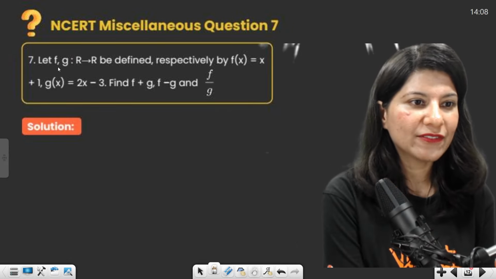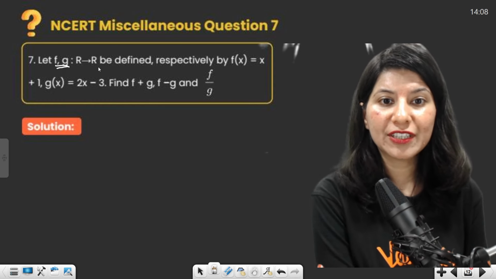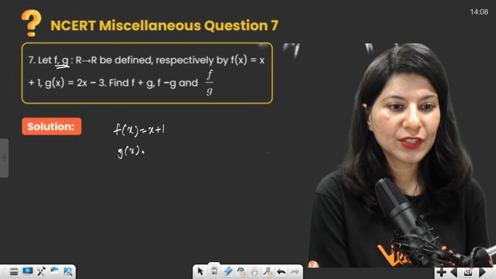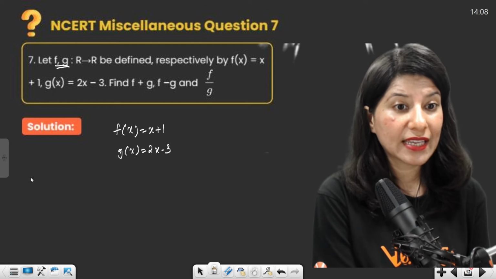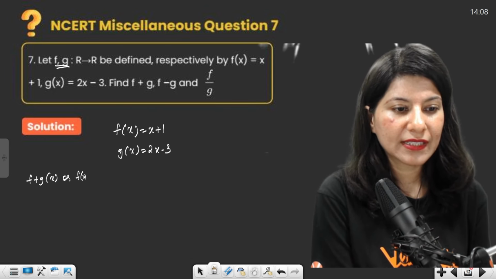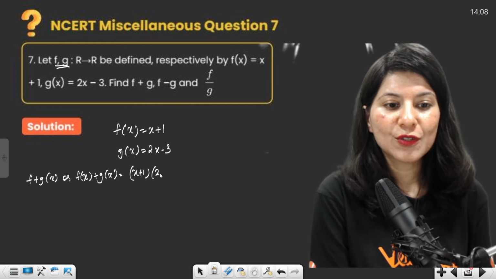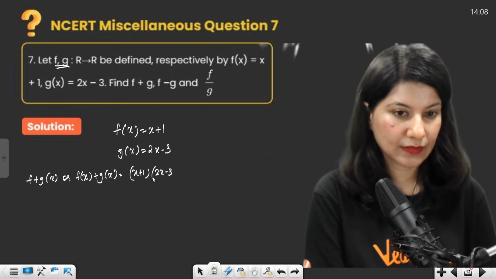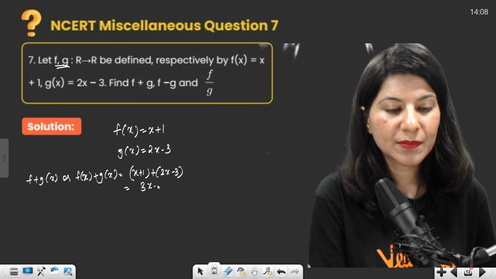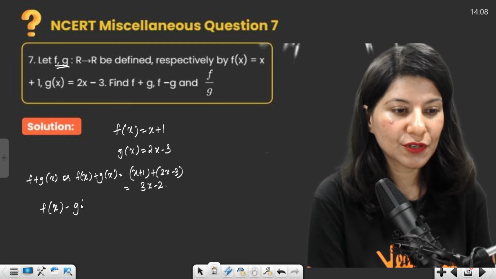Question number 7. Okay. Let f and g be two functions defined. f of x, they are giving x plus 1. g of x, they are giving 2x minus 3. And they are asking f plus g, or you can write f of x plus g of x. That is going to become x plus 1 plus 2x minus 3. This is going to be 3x minus 2.